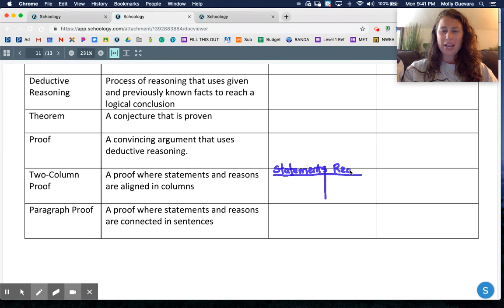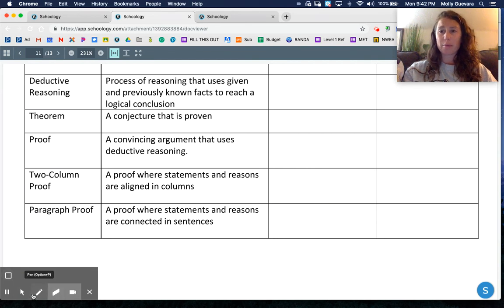So on the right-hand side of that column is our reason, or I guess reasons, right? Because there's multiple. And then they're usually listed like 1, 2, 3, and so on. So that's going to be the 2-column proof. So we use that actually most often. A paragraph proof here is a proof where instead of in column format, we just write everything out in sentence format. So we're going to look at both of those in this lesson, but the 2-column proof is going to be the most common one that we use.